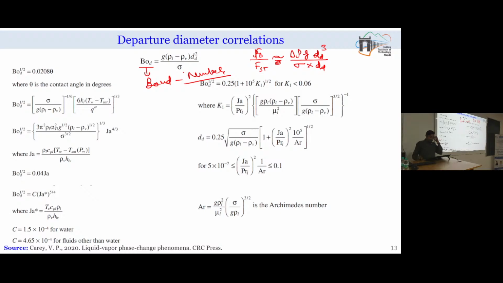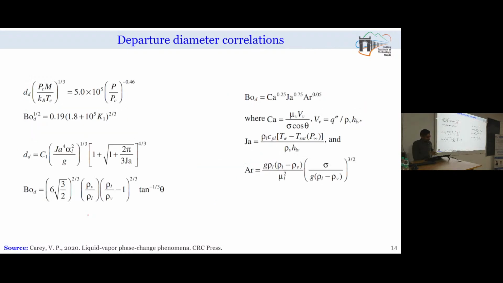Now, because it represents the competition between the buoyancy and the surface tension forces, for a surface there will be some critical limit of the Bond number above which the bubble departs from the surface, and these are some of the correlations listed here for the departure of the bubble from the surface. You can find that different correlations exist. This data is compiled from various literature, and what you can do is, if you are doing a boiling experiment and visualizing the bubble, you can measure the diameter and compare it with some of these correlations.